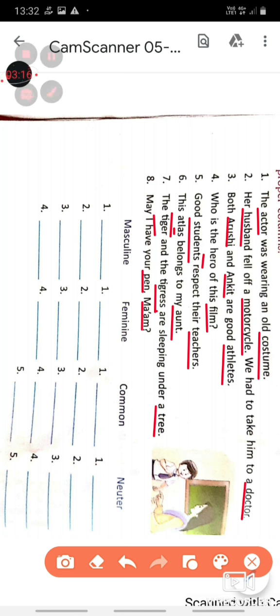So page number 30, the second part of the question, and page number 31 is your homework.